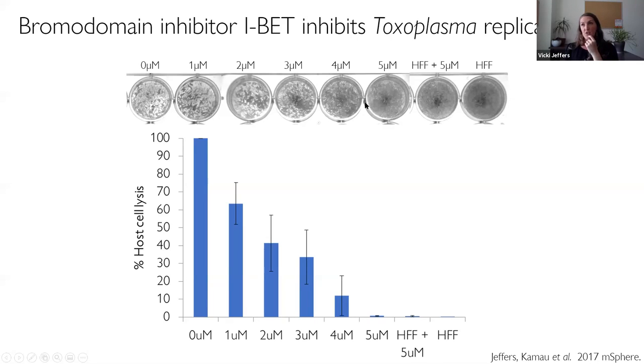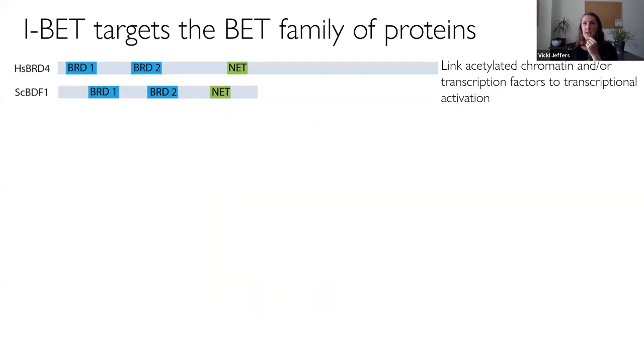So you can see in increasing concentrations of the drug, we see a decrease in parasite replication, which was really promising to us as a potential lead compound for inhibition of toxoplasma. And so we decided to start looking for the target of IBET in toxoplasma, and we looked at the targets in humans, and we found that IBET pretty specifically targets this group of bromodomain proteins in humans called the BET family of proteins, and there are 4, and they all share this domain topology of 2 N-terminal bromodomains, and this NET domain or N-terminal extra-terminal domain, which is involved in protein-protein interactions.